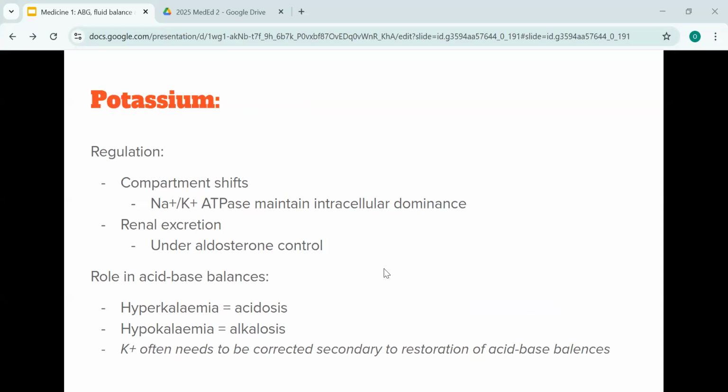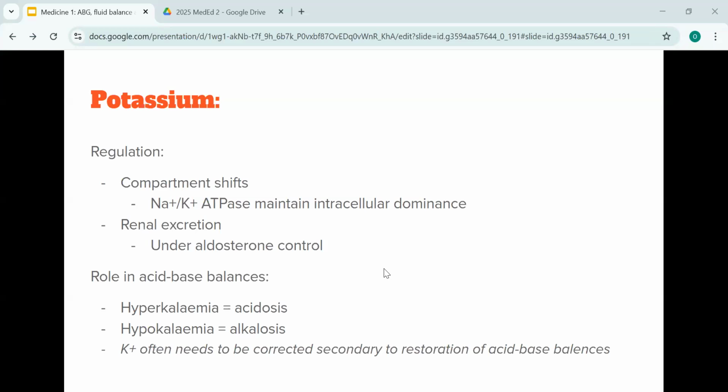So potassium is a primarily intracellular ion, so the concentration is really tightly regulated by the sodium-potassium ATPase pump. It's also regulated on a more chronic level by kidney excretion within the distal nephron due to aldosterone. So we've got the intracellular, extracellular regulation, and the more chronic regulation through the kidneys.